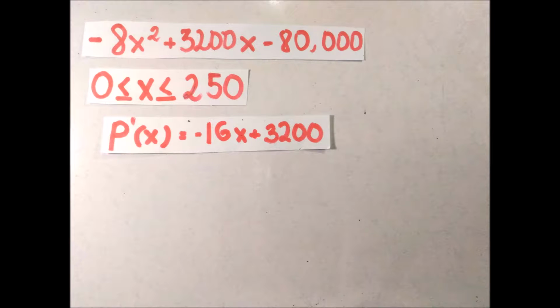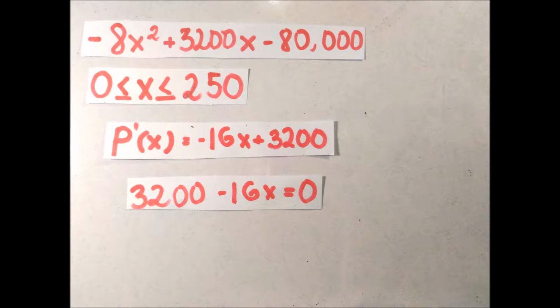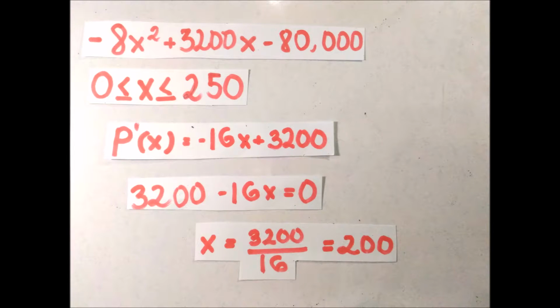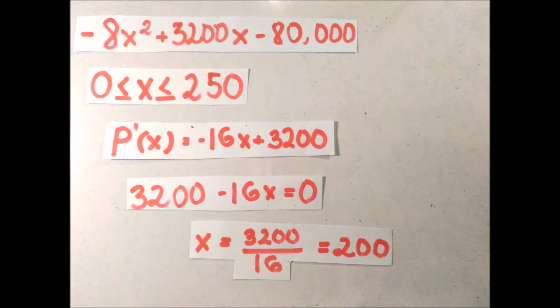The third line that you see there, that's p prime of x equals negative 16x plus 3,200. Well, where did it come from? It's actually the derivative of the earlier equation. We have 3,200 minus 16x equals 0. Simply transpose negative 16x to the right side of the equation and then you can solve for x with some simple algebra. x is equal to 200.